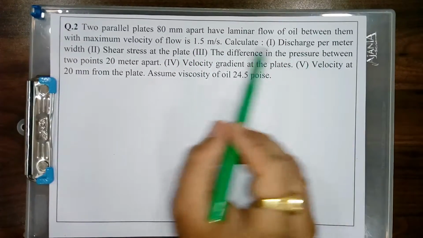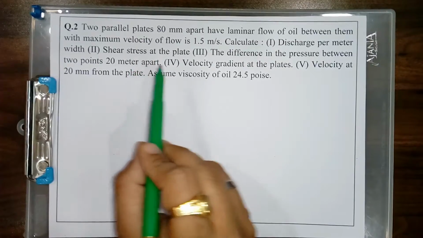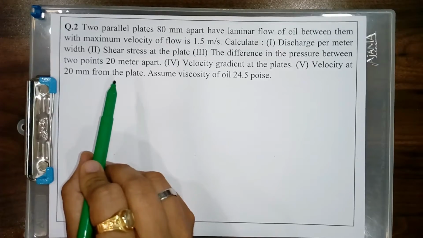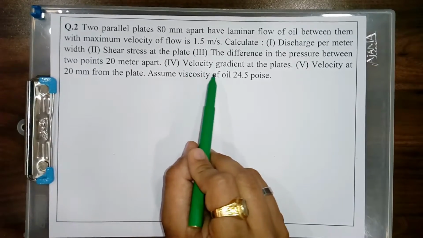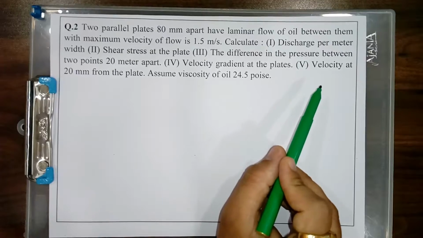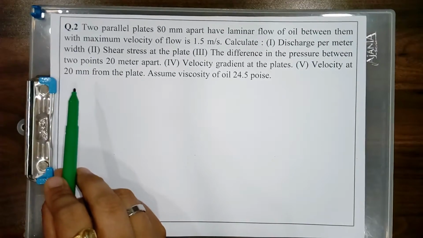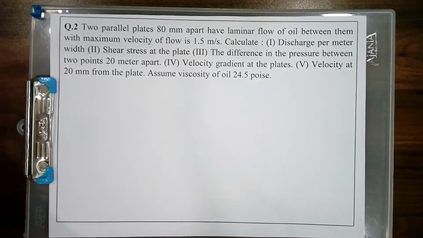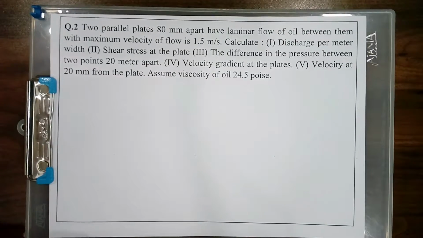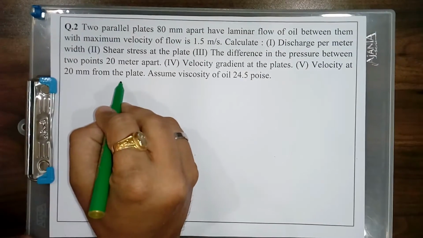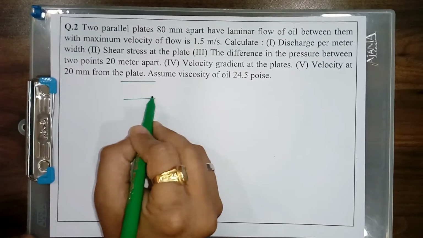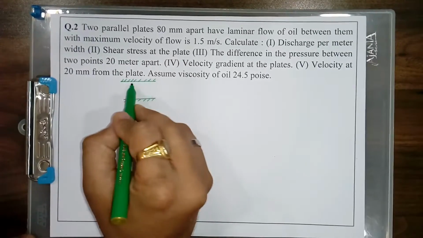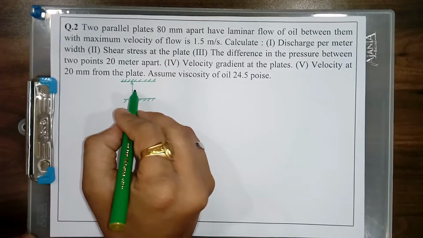Calculate the discharge per meter width, the shear stress at the plate, the difference in pressure between two points 20 meter apart, and fourth, the velocity gradient at the plate and the velocity at 20 millimeter from the plate. Assume that the viscosity of oil is 24.5 poise. So students, it is the same numerical. Again we have these two parallel plates in between which the flow of viscous fluid takes place, and these plates are apart by 80 millimeters.